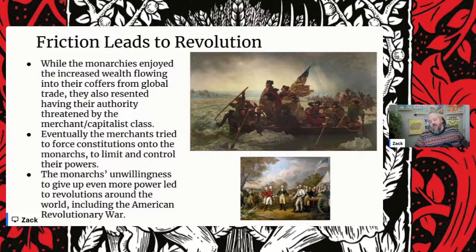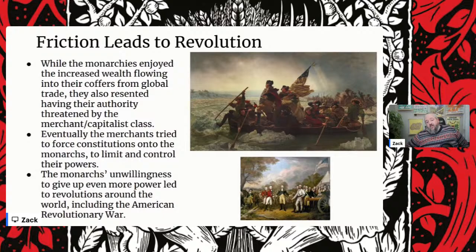So the monarch's unwillingness to give up even more power led to revolutions around the world, including the American Revolutionary War. Right? This was over undue reach and taxation from the tyrant King George of the time. That's what led to the Boston Tea Party, to protest tariffs. Tariffs. There's a word of the day. This is what eventually led to the revolution.